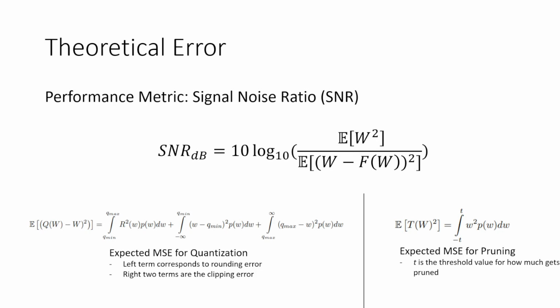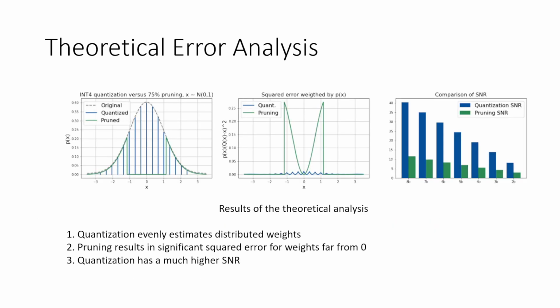We also have the expected MSE for pruning, where we're going to have some threshold value for how much is getting cut off, which is t in this case. So the theoretical error analysis is visualized very nicely here in these three figures.